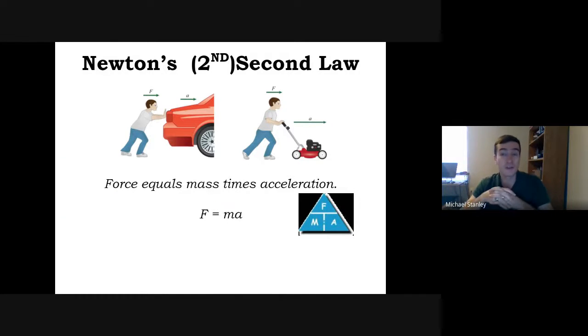So before we move into the second law of motion, does anybody have any questions about the first law of motion, about remaining at rest or remaining in movement or inertia or anything that we've talked about so far?